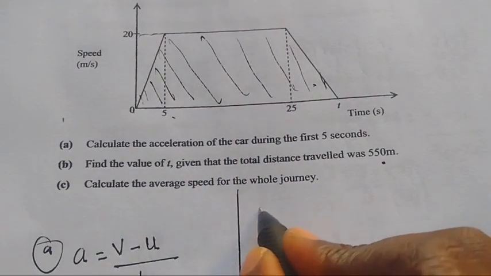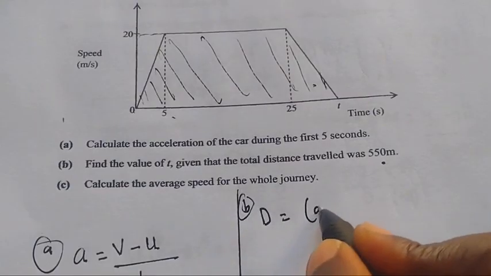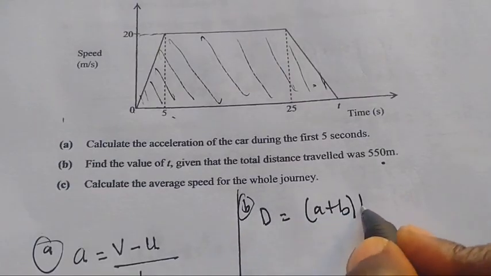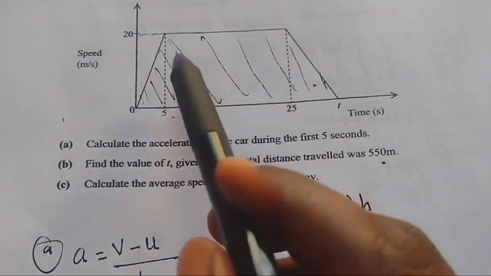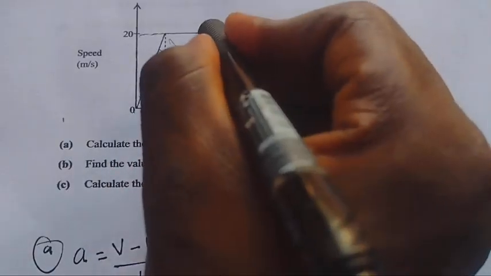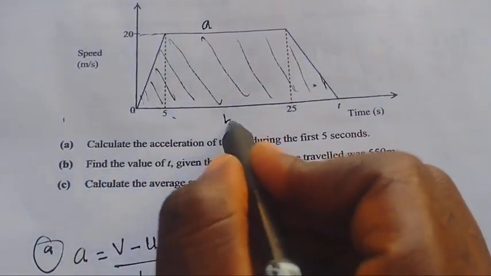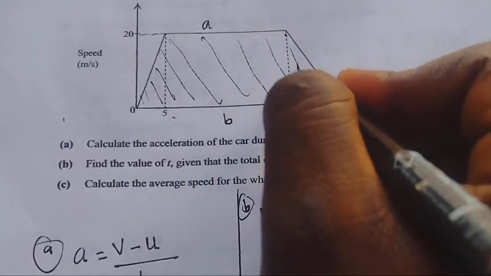So distance, for question B, is equal to (a plus b) cross bracket h over 2. Here, from here to here, this is where we are going to have our A. Then this is our B. Our height will be from here to there. This will be our height.